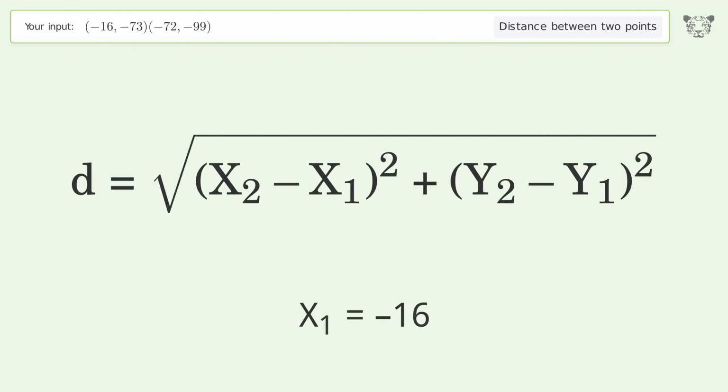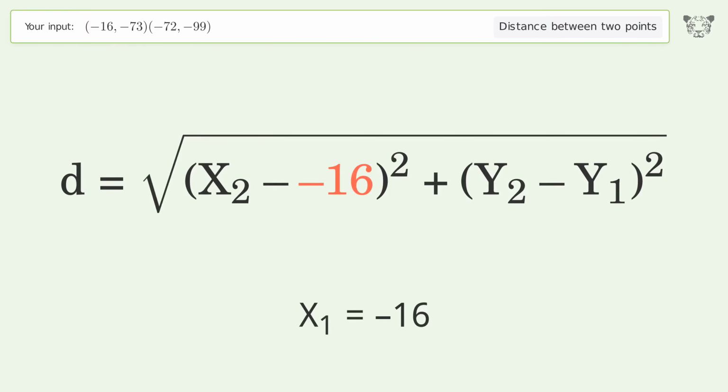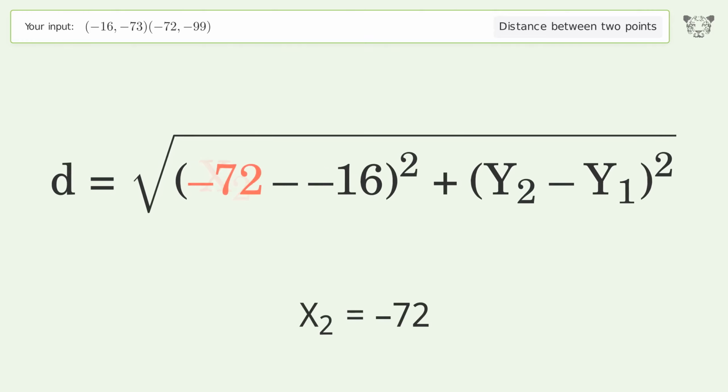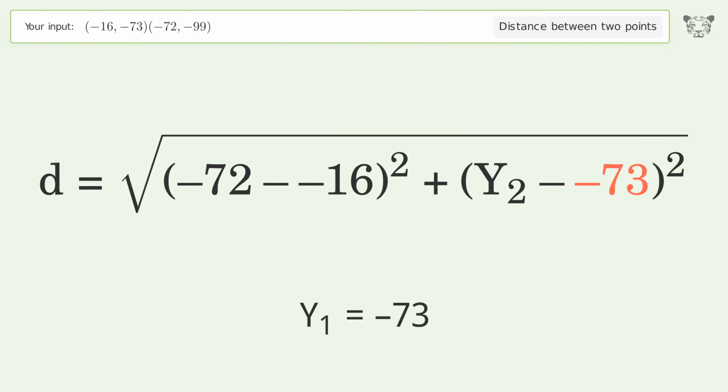x1 equals -16. x2 equals -72. y1 equals -73. y2 equals -99.